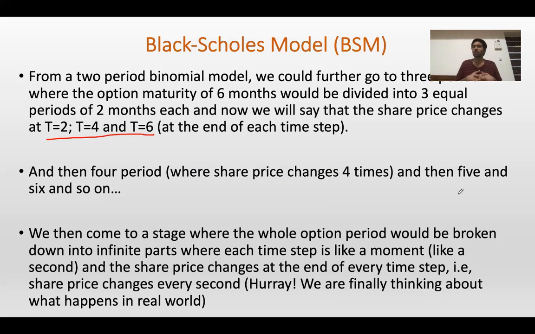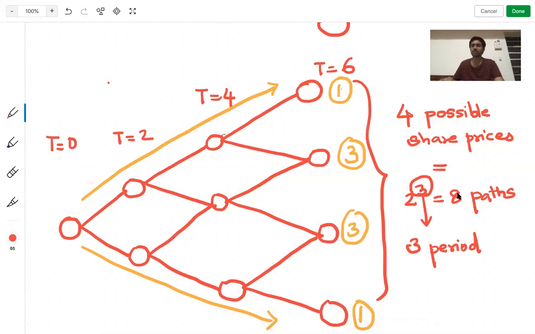After a 3-period binomial, you can have a 4-period binomial. What are we going to do in a 4-period binomial? We will basically split the whole option contract period of 6 months into 4 time parts, or 4 equal periods, where each time part is of 1.25 months. Okay, which means similar to how I drew a 3-period binomial, I'm not going to draw a 4-period binomial. But we will basically have 4 time steps, meaning each time step is going to be of 1.25 months.